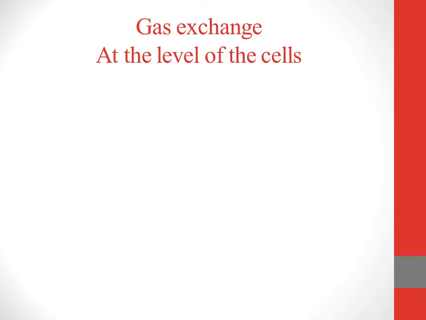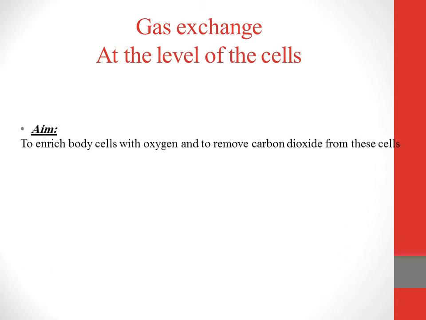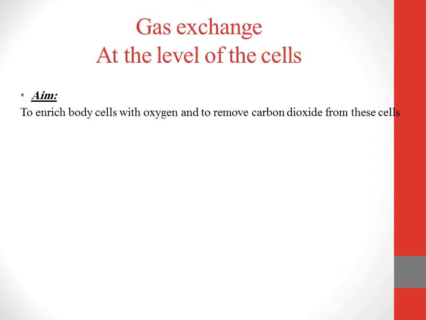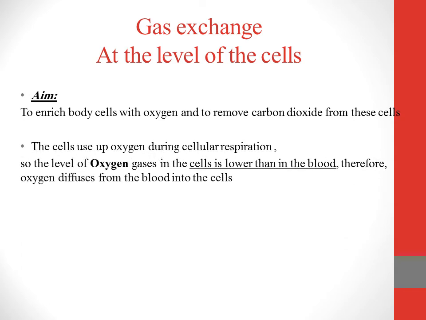The gas exchange at the level of the cells. Here, the aim is to enrich body cells with oxygen and to remove the carbon dioxide from these cells. So the aim at the level of the body cells is to provide these cells with oxygen and to remove carbon dioxide. In this case, the cells use up oxygen during cellular respiration. So the level of oxygen gas in these cells is lower than in the blood. Therefore, oxygen diffuses from the blood into the cells.